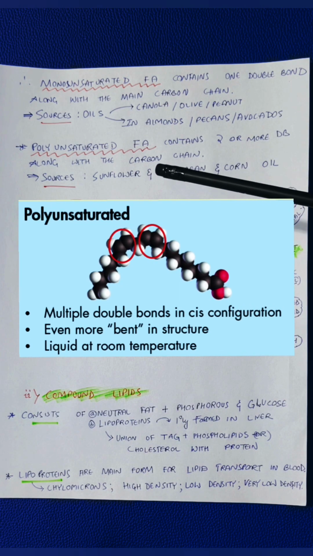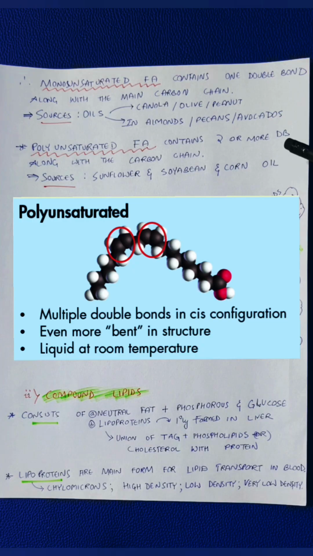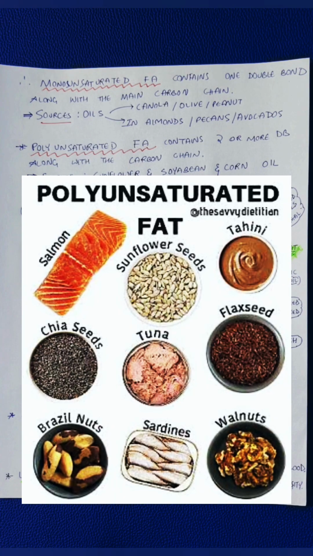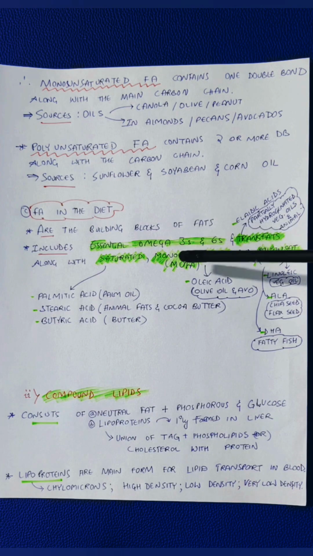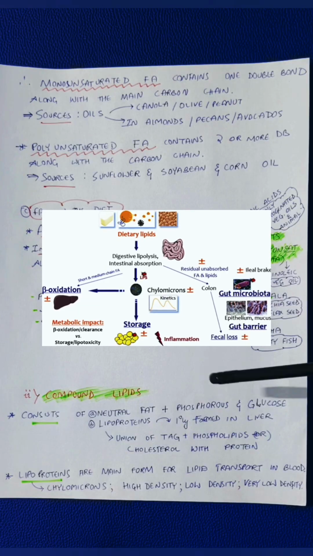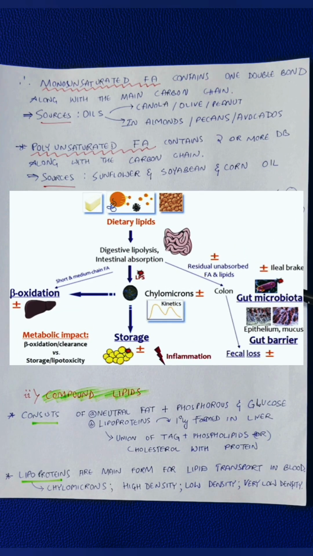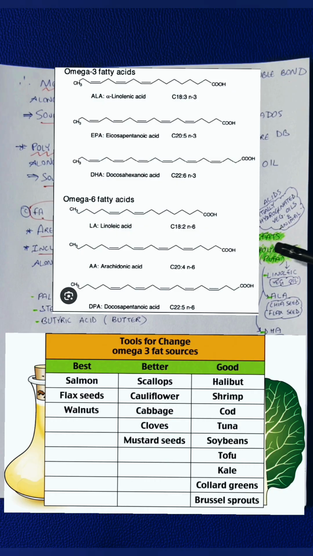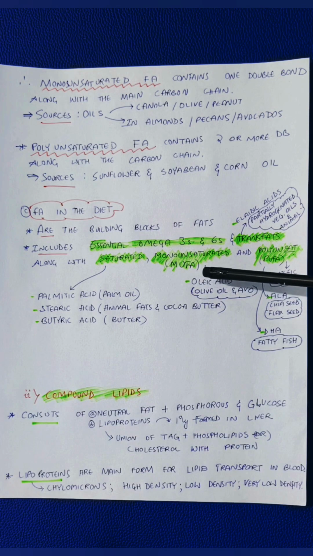Polyunsaturated fatty acid, PUFA, contains two or more double bonds along the carbon chain. Sources include sunflower oil, soybean oil, corn oil. Dietary fats, that is fatty acids in the diet, are the building blocks of fats. They include essential omega-3s and 6s and trans fats along with our saturated, monounsaturated and polyunsaturated fats.